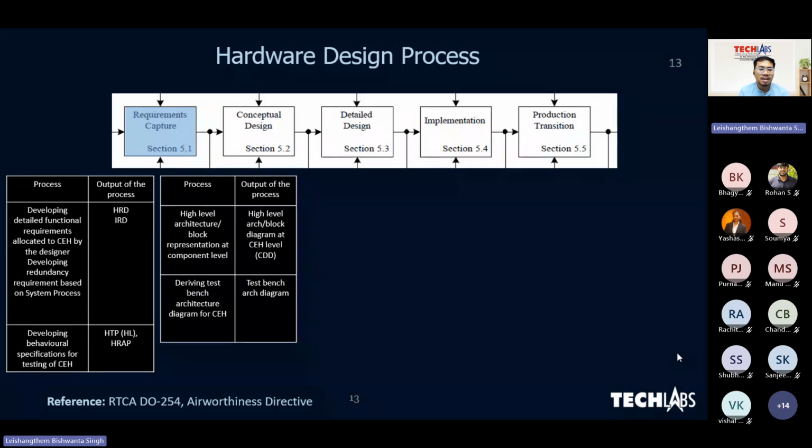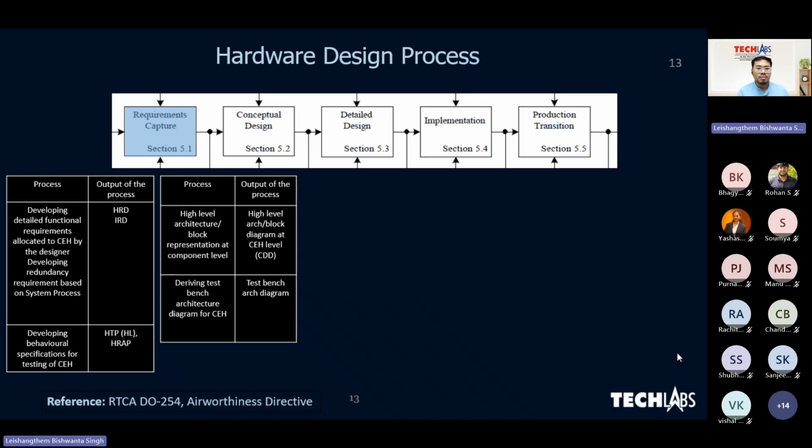And during this requirement capture, you will also be doing the supporting process of validation and verification in parallel. For that validation and verification process, you will have the hardware traceability report, high level, between the requirement documents, and the hardware review and analysis report, also as a part of your verification.